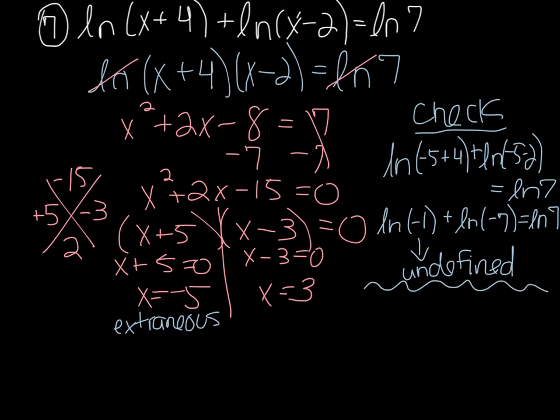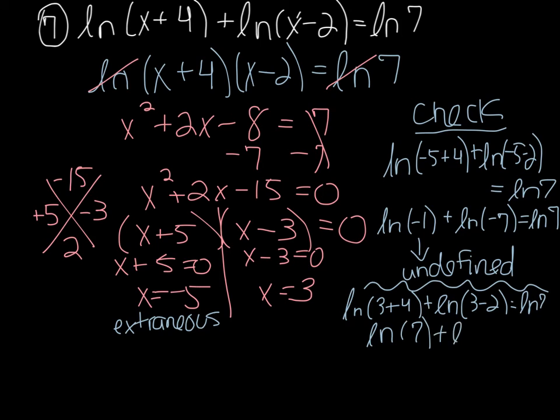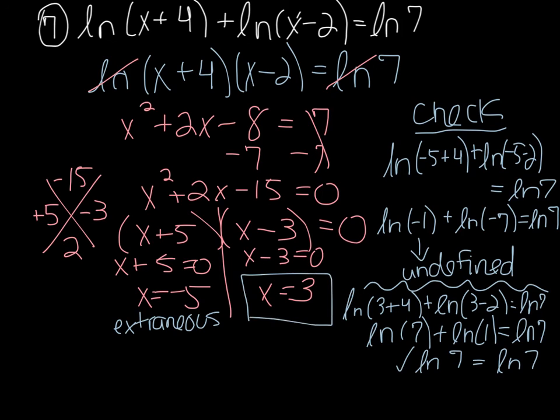When we check 3, we get the natural log of 3 plus 4 plus the natural log of 3 minus 2 equals the natural log of 7. So the natural log of 7 plus the natural log of 1 equals the natural log of 7. Again, you don't have to simplify. However, in the calculator, when you take the natural log of 7, you get a decimal. When you take the natural log of 7 plus the natural log of 1, if you wanted to, you could use the product rule. So this is the same thing as the natural log of 7 times 1, which is just 7. You show that they're equal, or you could show that their decimals are equal to however many decimal places, but either way, this is a solution.